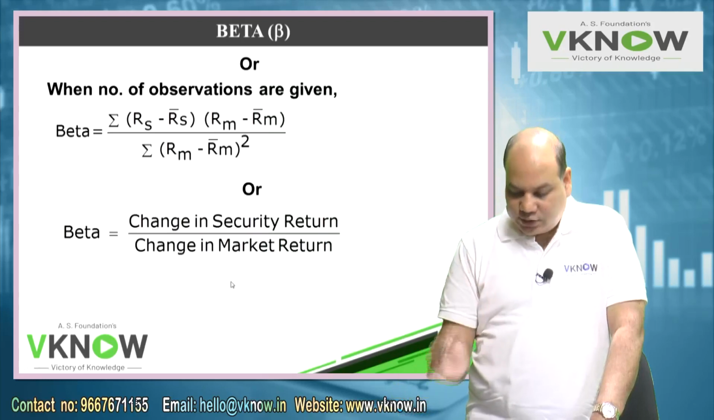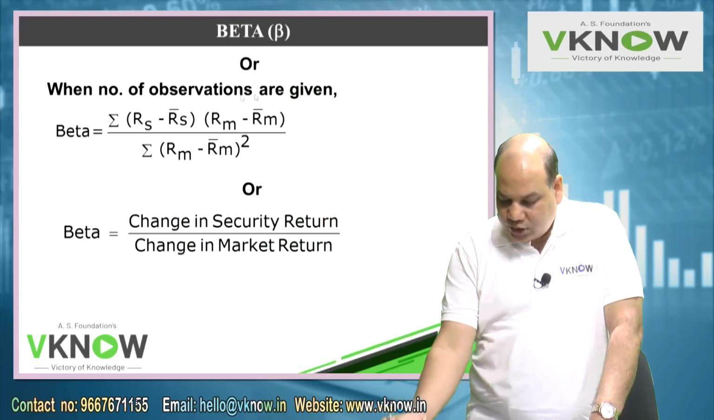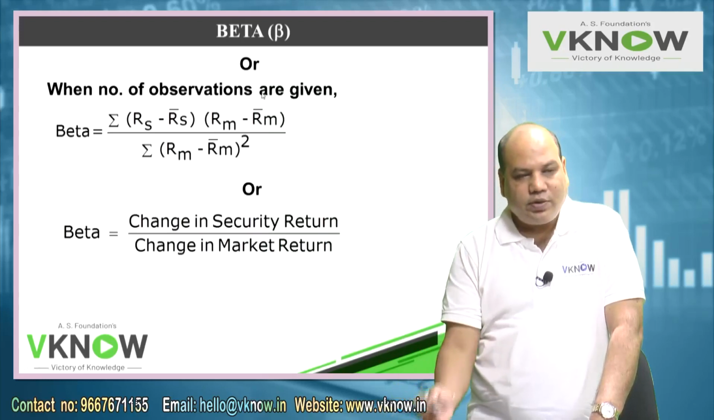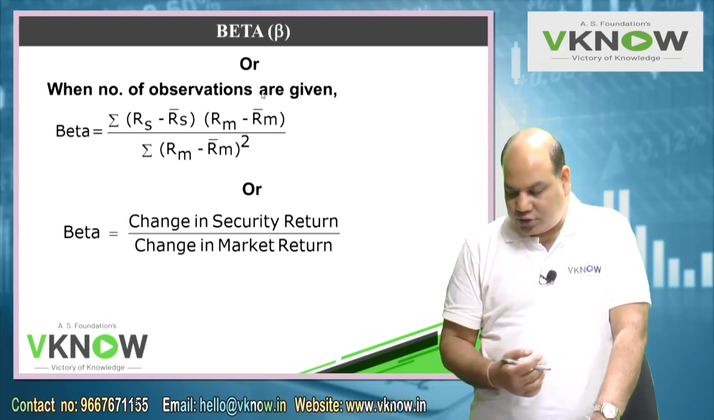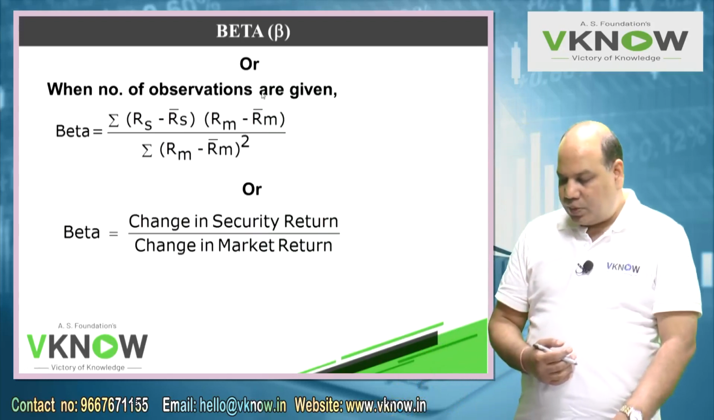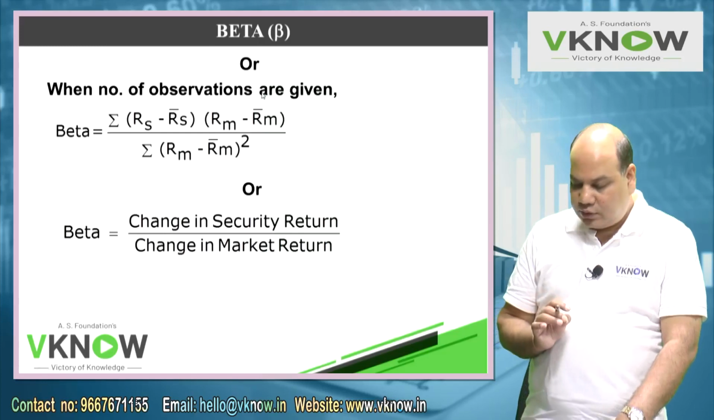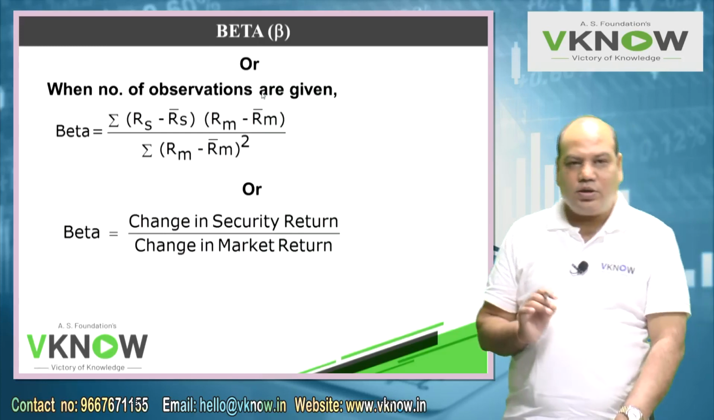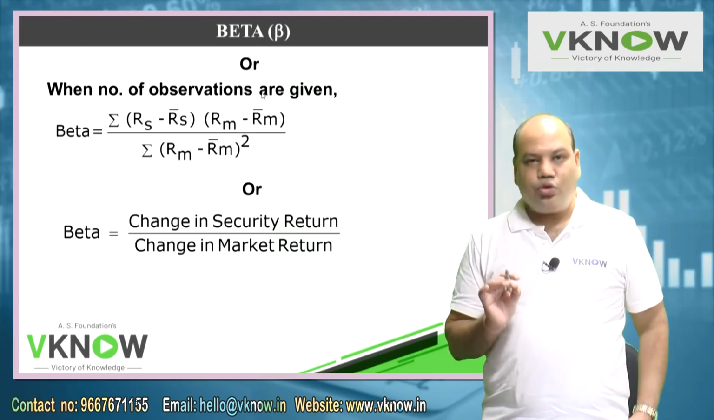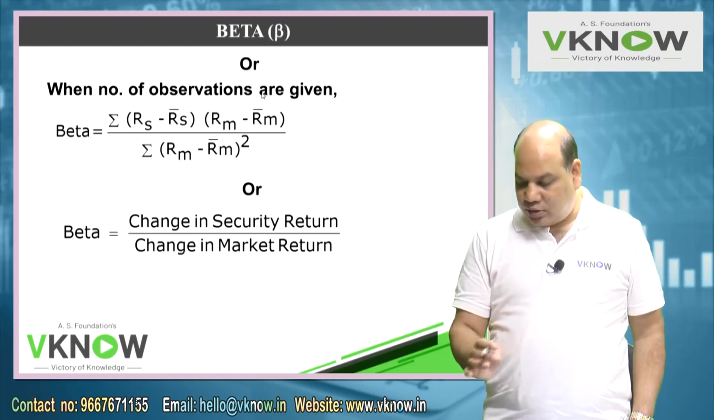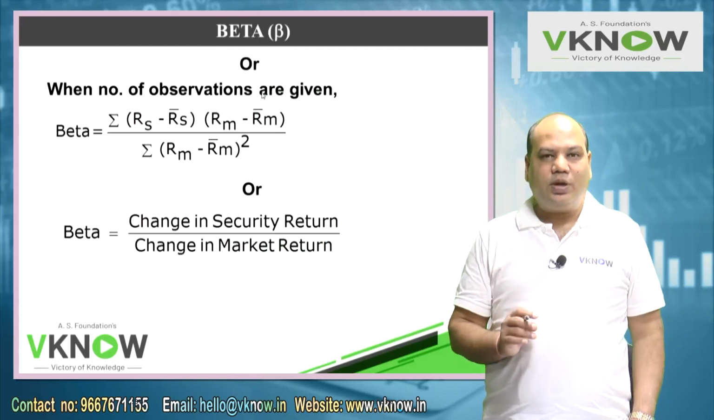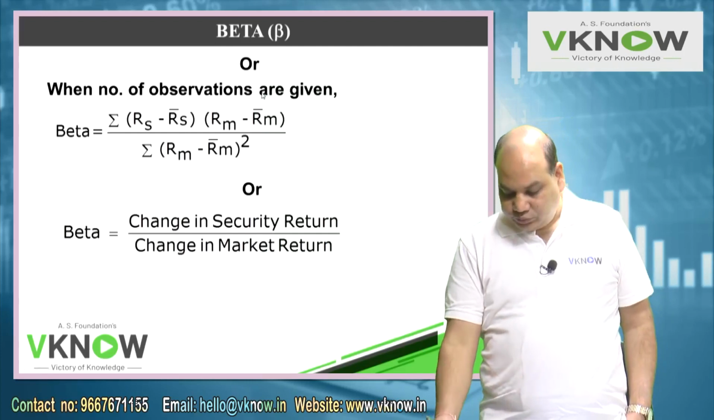When past data is given, number of years, number of observations are given, year 1, 2, 3, 4, 5, 6 is given. In short, past data is given, the formula will be summation Rs minus Rs bar into Rm minus Rm bar upon summation Rm minus Rm bar square.